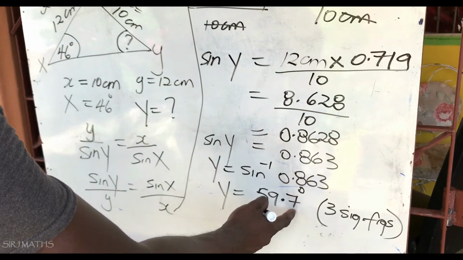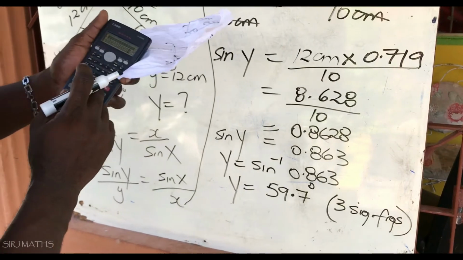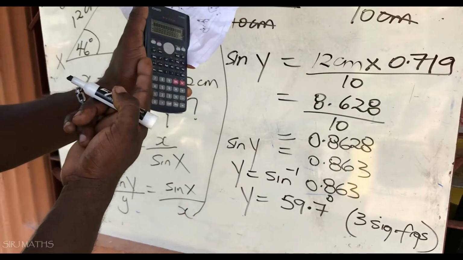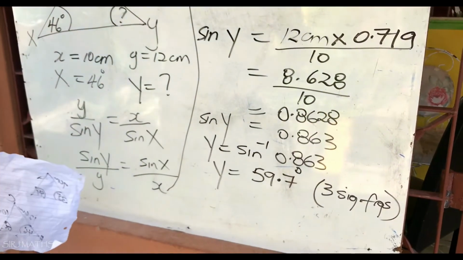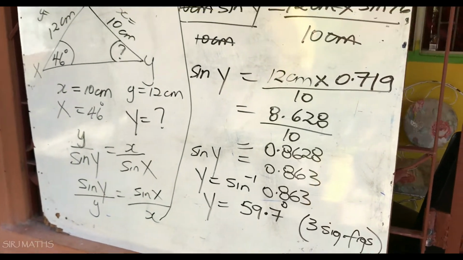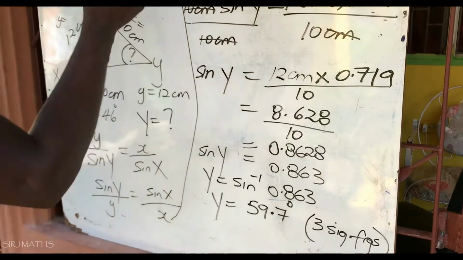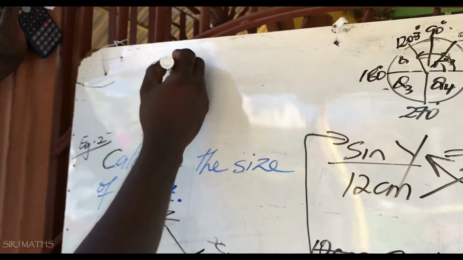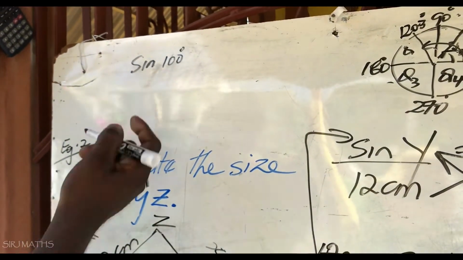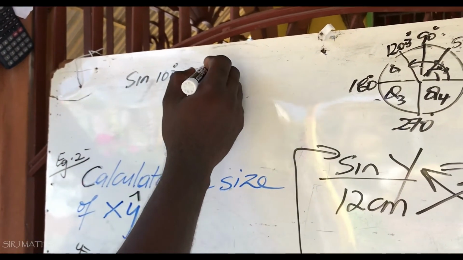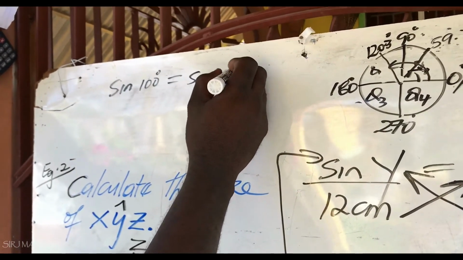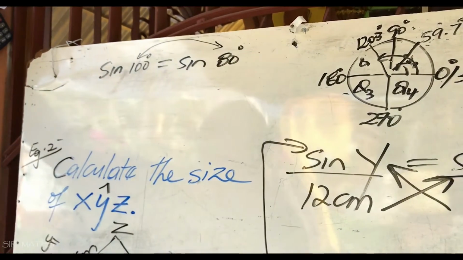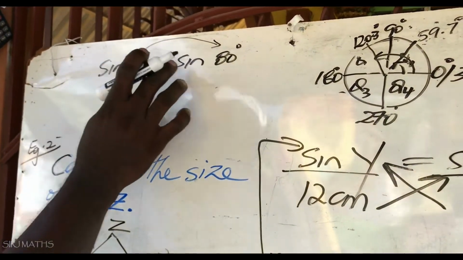Because if this is 59.7, and you could prove it, you could find sine of 120.3 and you actually get 0.863. What is of note is that if you know the sine of 100 degrees, which is in the second quadrant, you automatically know the sine of 80 degrees, which is in the first quadrant, because 100 plus 80 degrees will give us 180 degrees. And so they will have the same ratio.